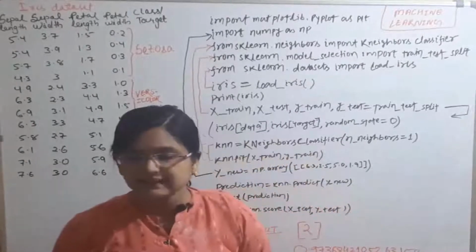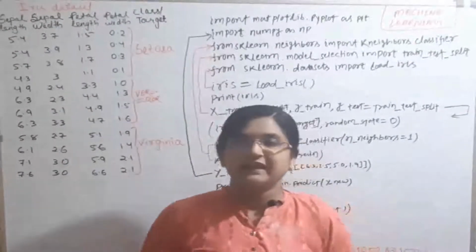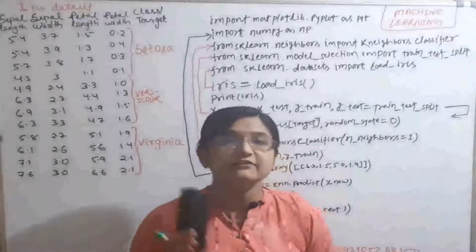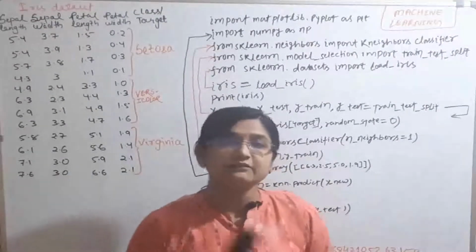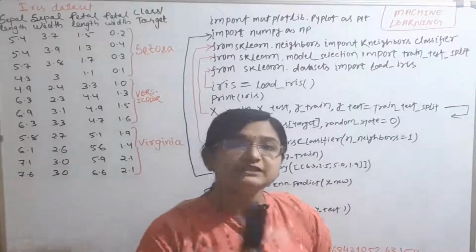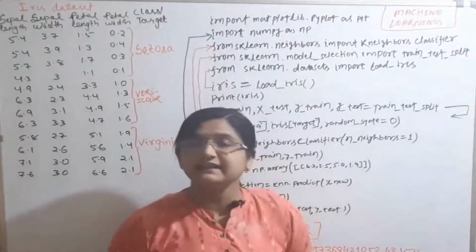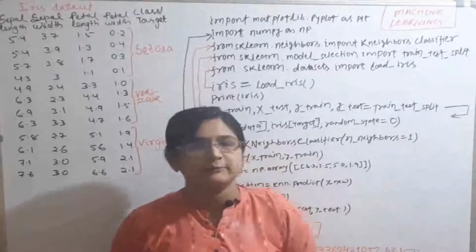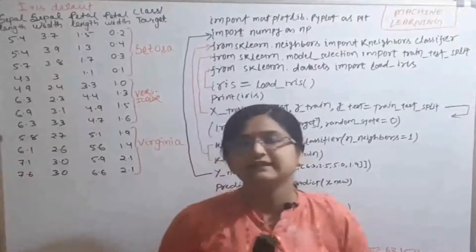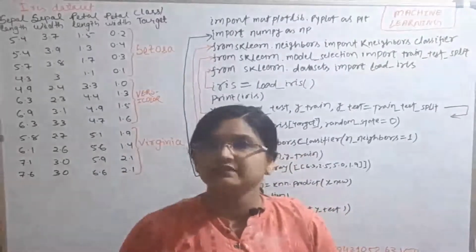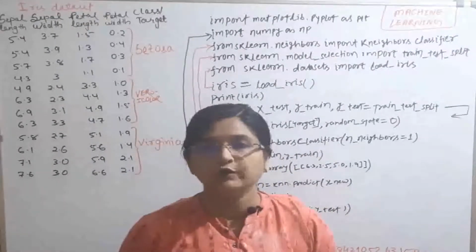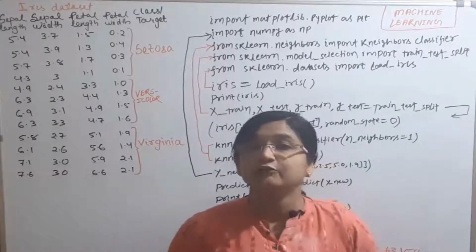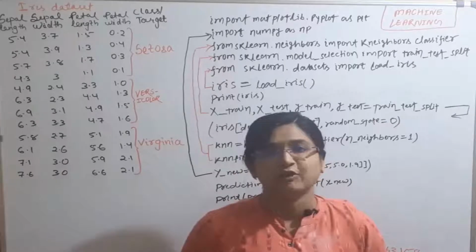The iris is a flower, and the work we have to do is take the flower and give it as input to the machine, and the machine will tell us the species of the iris flower. The iris flower has three types of species: setosa, versicolor and virginica. So the machine will identify the flower and detect which species it belongs to.